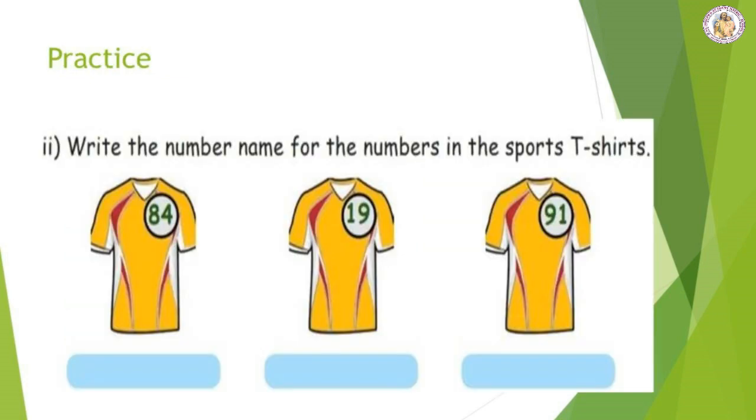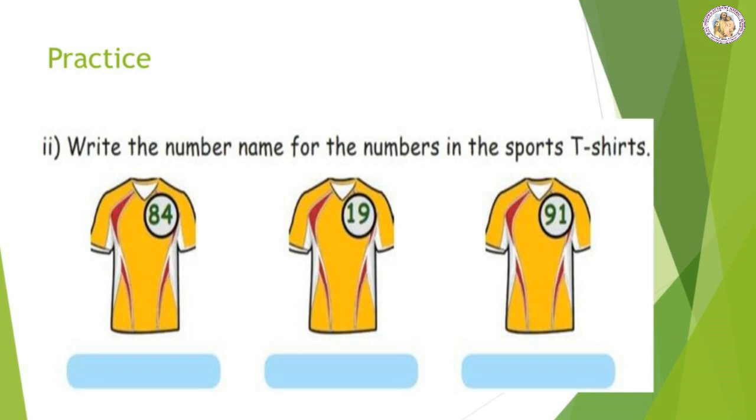Practice. Write the number name for the numbers on the sports t-shirts. See here, first one, what is the number? 8, 4. 8 tens and 4 ones. So 80 plus 4, what is it? 84. Next one is 19. 1, 9. 1 ten and 9 ones. And the third one is 9 tens and 1 one.